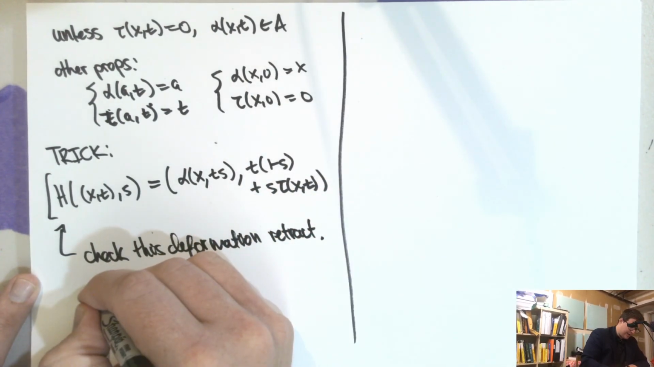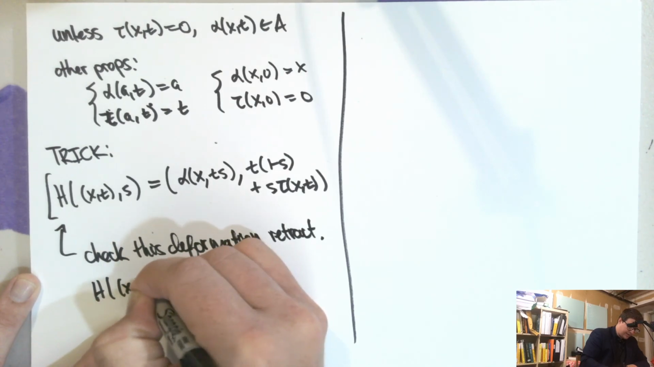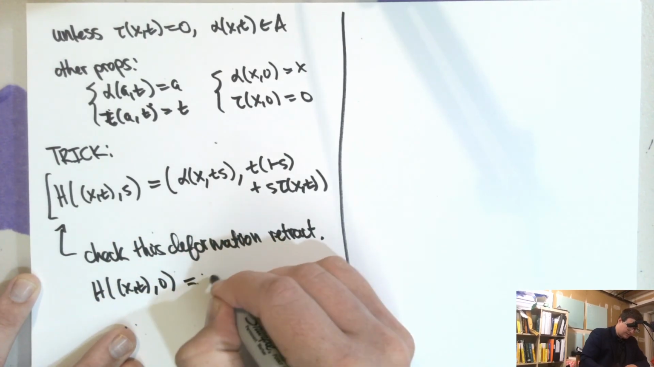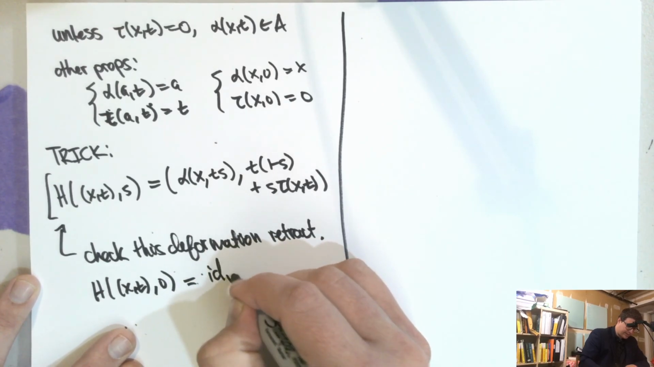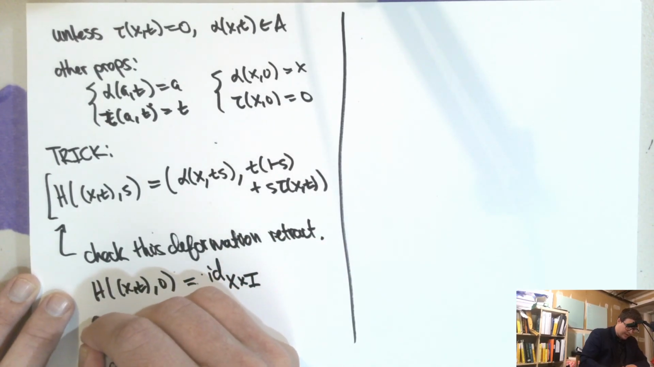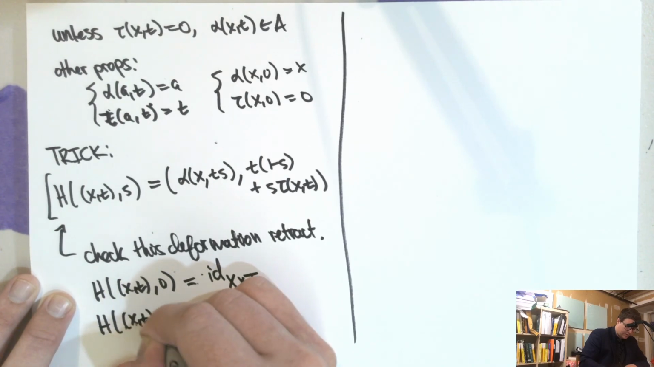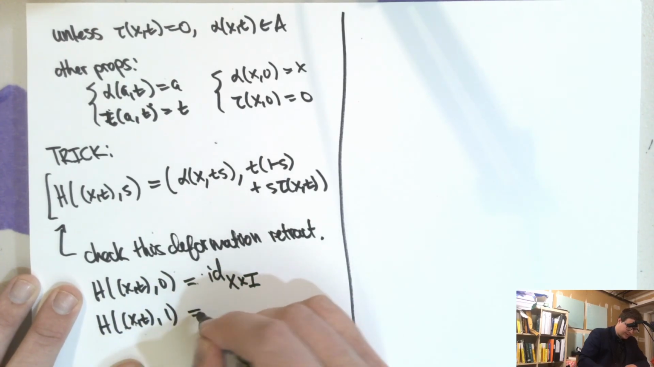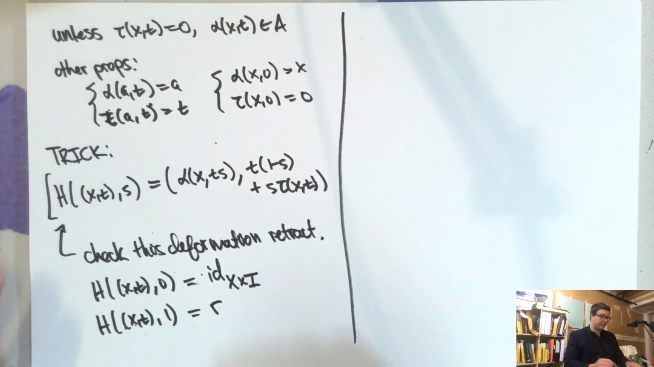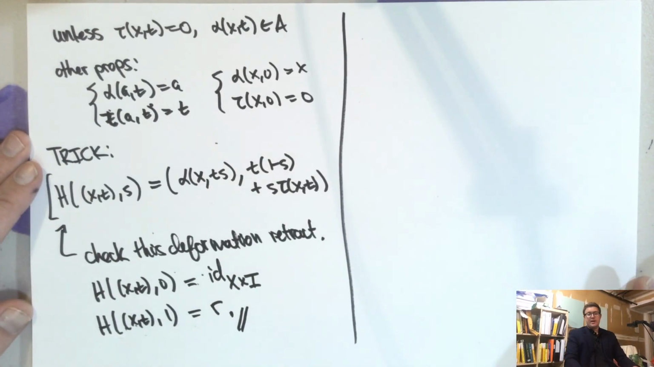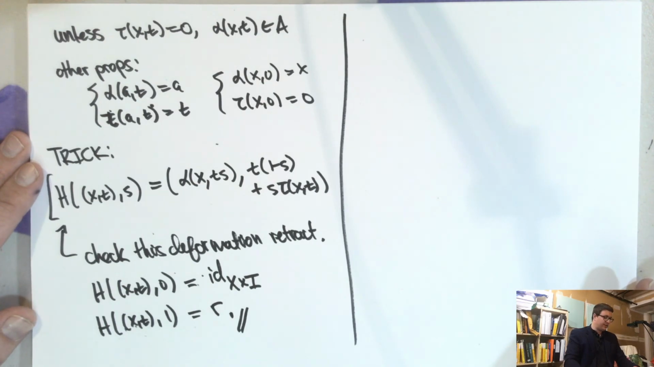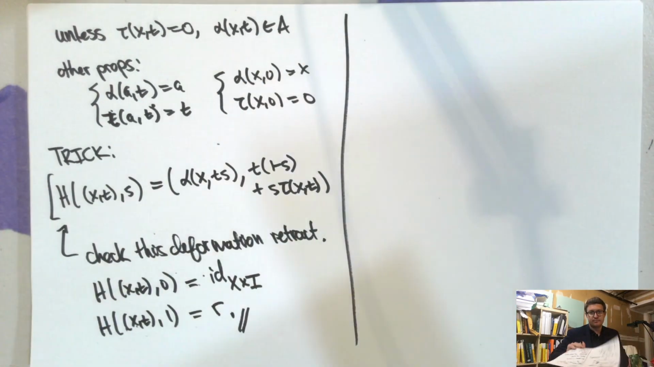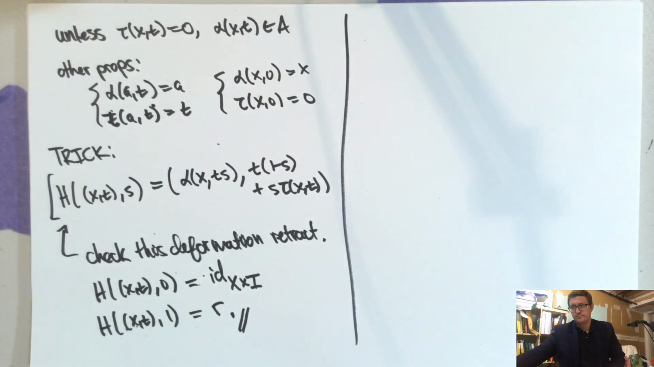Namely that h of (x,t) at 0 is the identity on X cross I. And h of (x,t) at 1 is the retract that we constructed. Okay? And so that proves that those three properties are equivalent. All right. So I'm going to pause here. There's a third thing which is called neighborhood deformation retracts, which I'll say a little bit about right now.